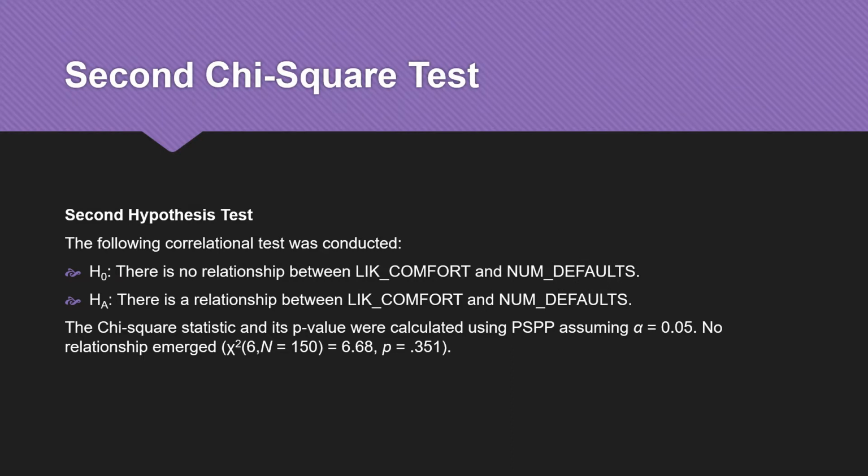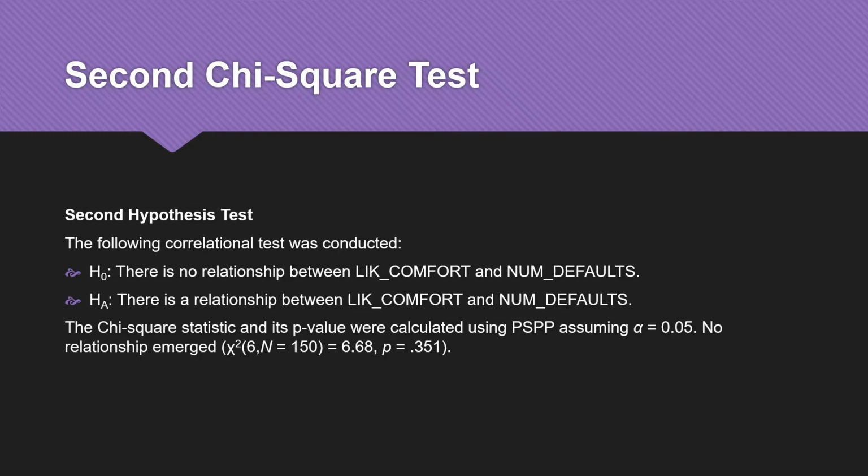For our second chi-square test, we are looking at the relationship between lit_comfort and num_defaults. This would be any relationship between the answers of a Likert survey related to a person's finances and the number of defaults that that person has had. Our null hypothesis in this case is that there is no relationship between lit_comfort and num_defaults, and the alternative hypothesis will read that there is a relationship between lit_comfort and num_defaults.